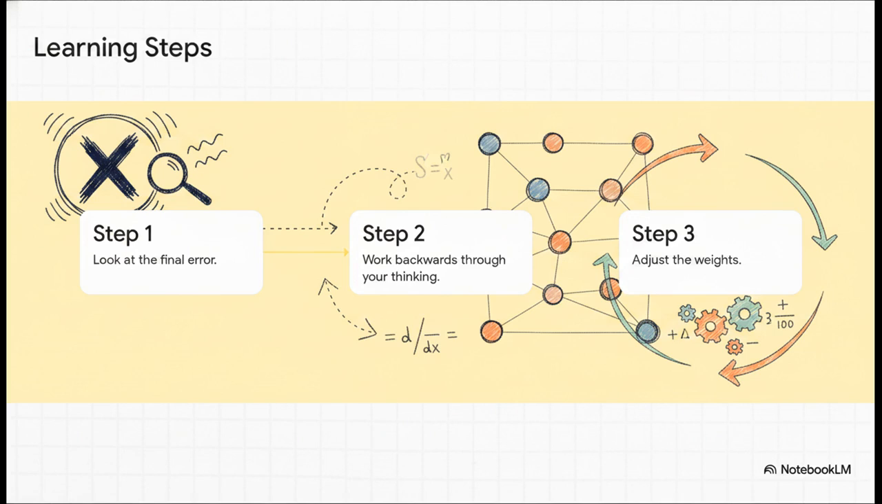Step 1, look at the final error. Step 2, trace backwards through the network's thinking. The math here relies on the calculus chain rule to figure out exactly which layer messed up and contributed what to that final error. And step 3, make these tiny, fractional adjustments to the weights so that next time the prediction is just a little bit closer to being right. And it does this over and over and over again.